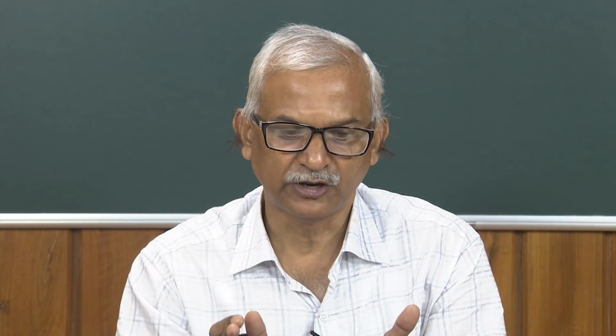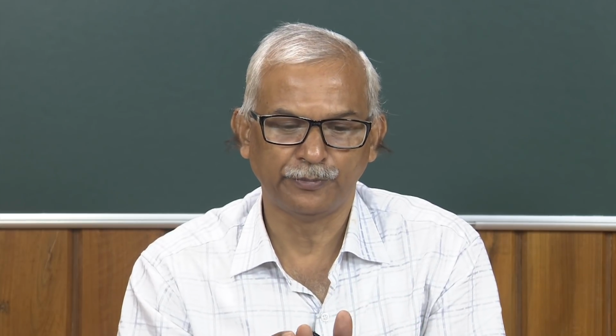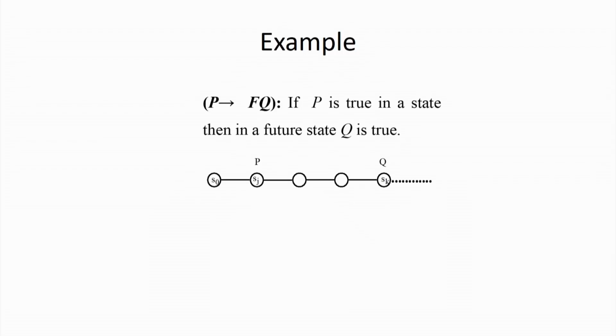Now, just after discussing those particular temporal operators, let us see some examples of how we are going to interpret them. Here I am giving one example, say P implies F of q. It is a temporal formula because q is a formula, and we can say that it is some propositional formula. Then F q, future q, is also a temporal formula.